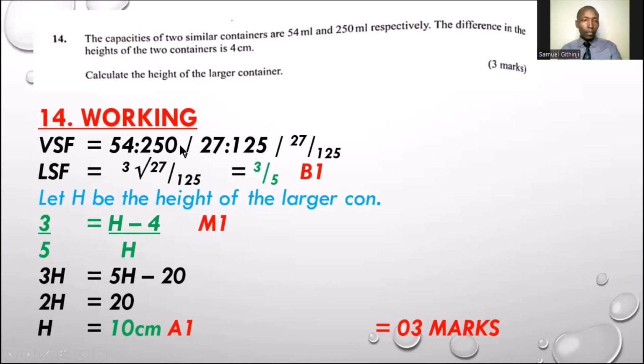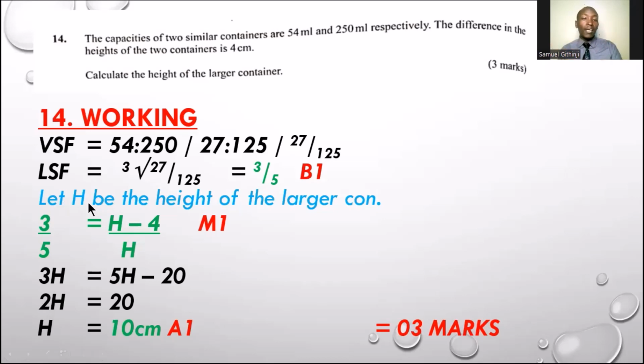54 is to 250. Remember, these two figures you can simplify. They have a common factor. So whether you write it as 27 is to 125, 27 over 125, or 125 over 27, well and good. So that is the volume scale factor. To obtain the linear scale factor, take the cube root of the volume scale factor, and by doing that my student gets 1 bonus mark. That is 3 over 5. Already we have the linear scale factor, the ratio of any 2 corresponding sides.